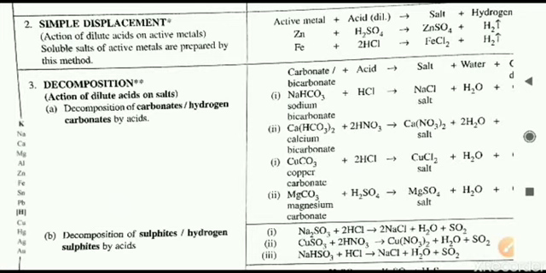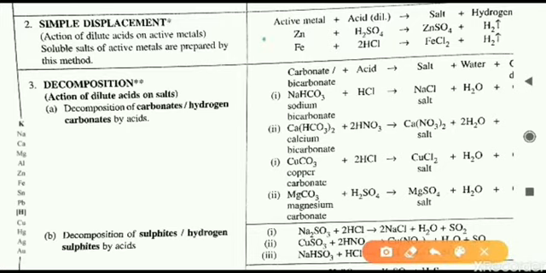So here what is happening? A particular metallic atom is changing the position of another metallic element. The more reactive one can replace, or displace is the better word, a less reactive metal. Let us see now the examples.